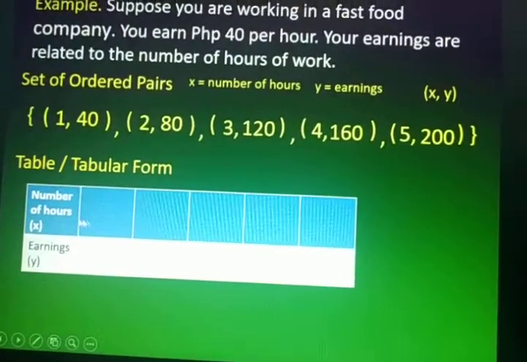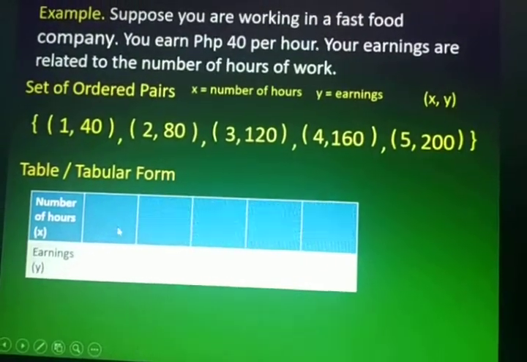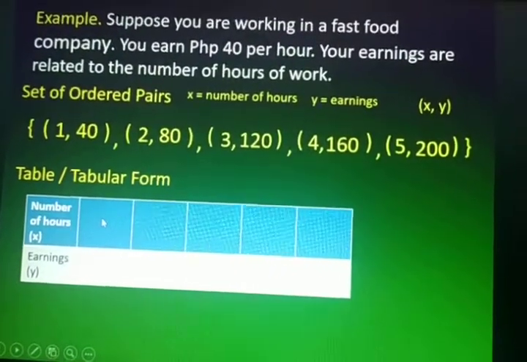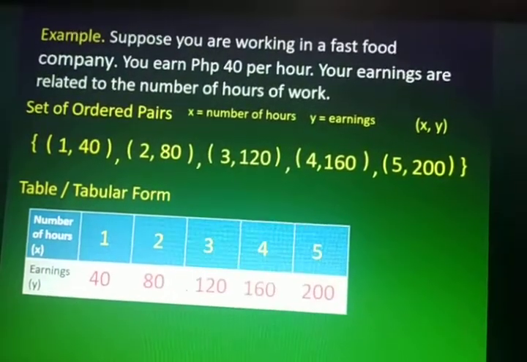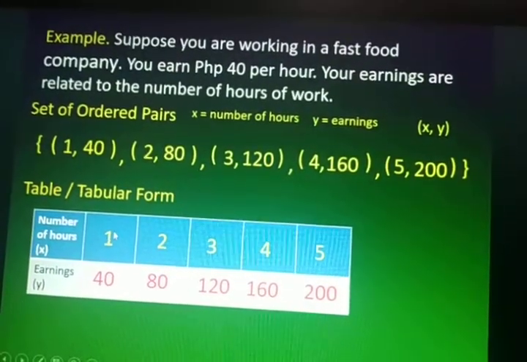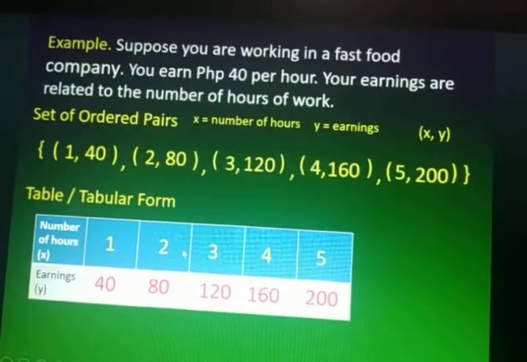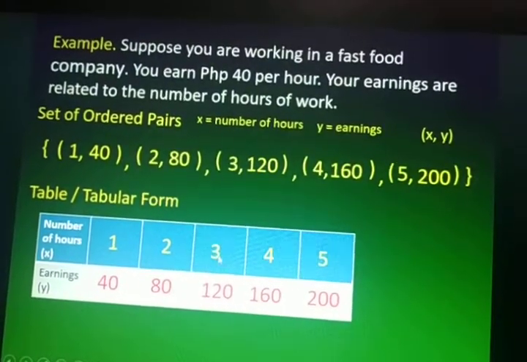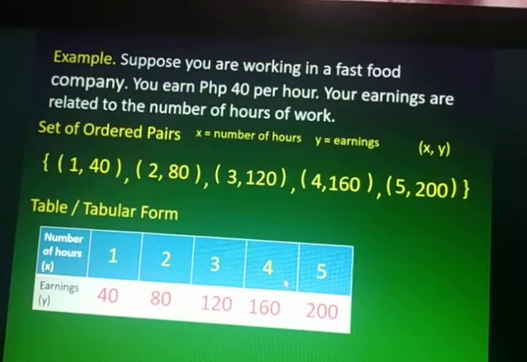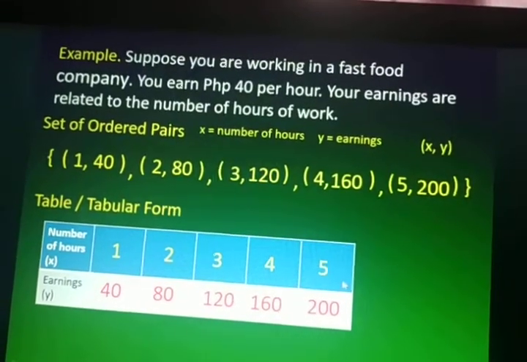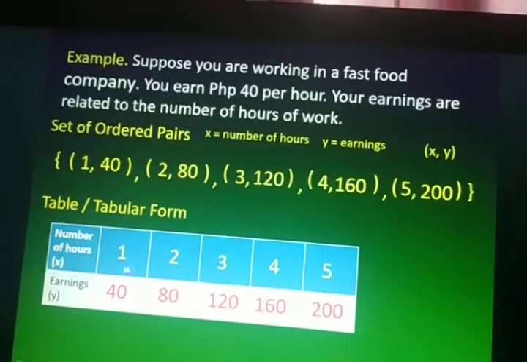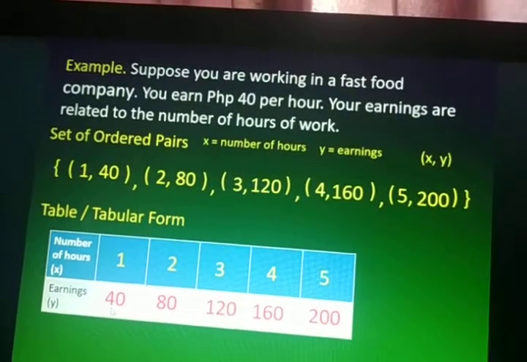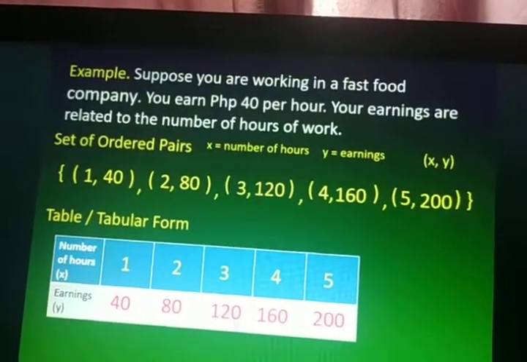We'll have 6 columns. For the second column, the number of hours is there. I'll have 1 hour. You'll get 40. 2 hours, you'll get 80 pesos. 3 hours, you'll get 120 pesos. For 4 hours, you get 160. And 5, 200. So 1, 2, 3, 4, 5. That is your number of hours. And the earnings are 40, 80, 120, 160, and 200.